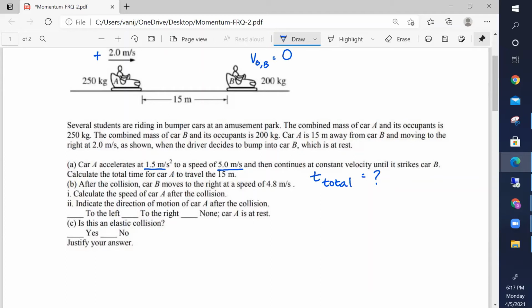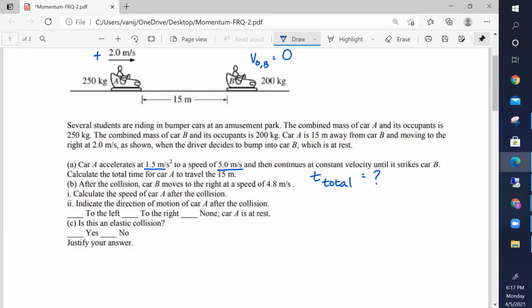Now, first thing you need to understand is this car is starting off with a velocity of 2 meters per second. It is accelerating to the right at a rate of 1.5 meters per second squared to a speed of 5 meters per second. I do not know how far it is traveling before it is reaching a speed of 5 meters per second. I do know that it is accelerating at 1.5 meters per second squared. And then it continues with the same velocity for the rest of the distance before it bumps into that car B.